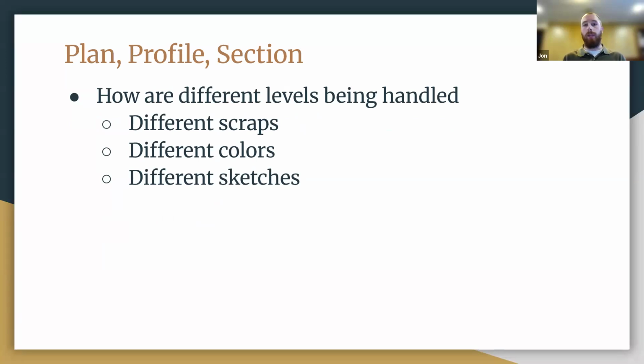How are the different levels of a cave being handled? That's another thing. If you've got layers of a cave stacked on each other, are you using different scraps that TopoDroid is set up to use and translate into Therion? Or are you just using different colors of lines? Are you using different sketches completely and not worrying about the different sections? Or are you running different surveys for each level? Each way has its own place. And it just depends on the project as to which one will be used and which one is best for that situation.